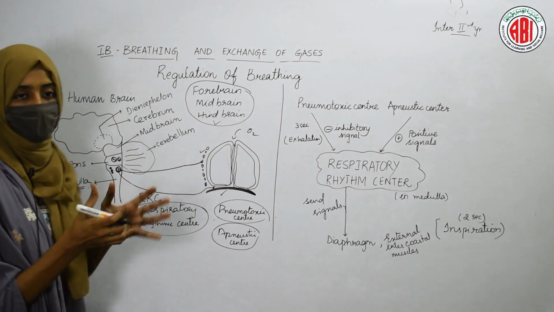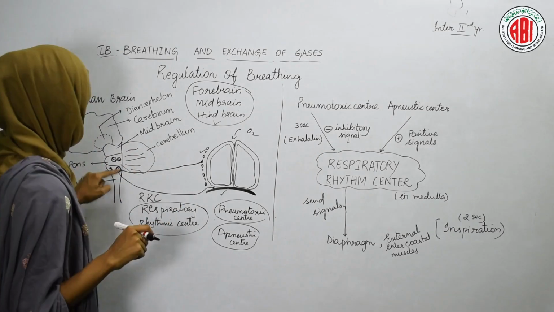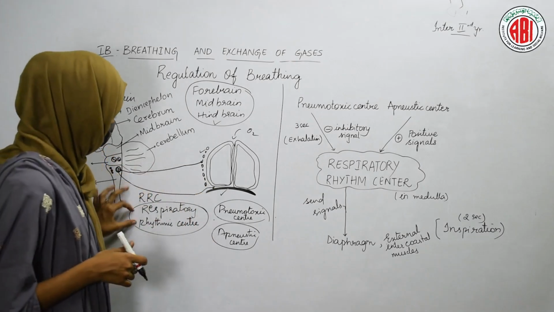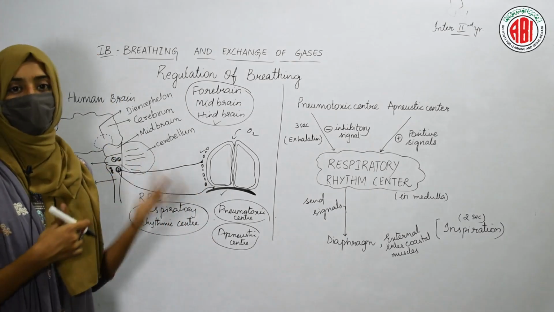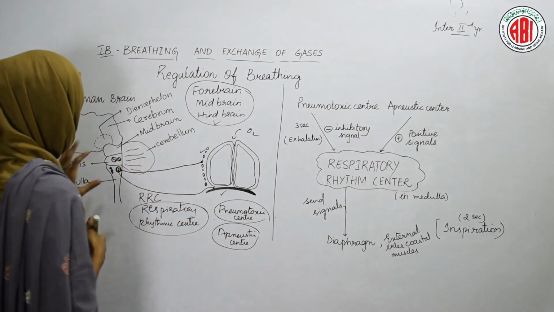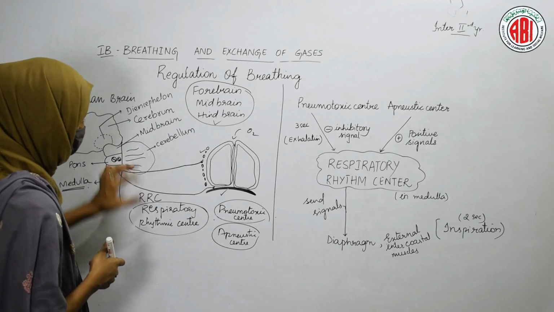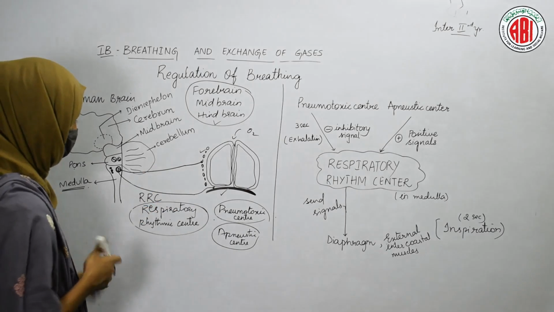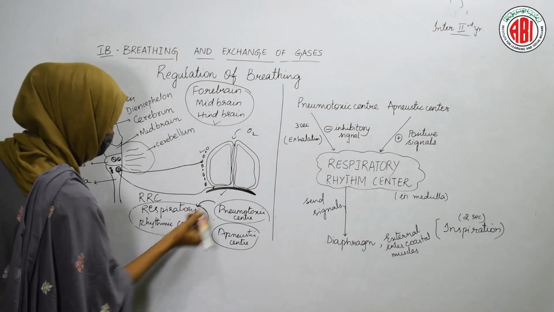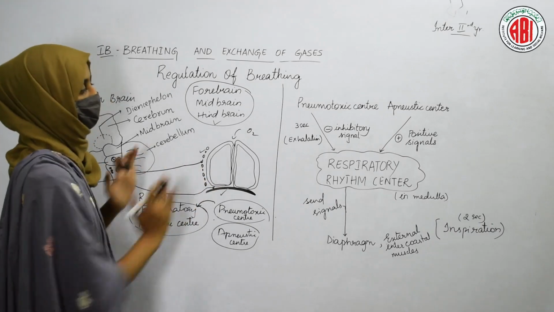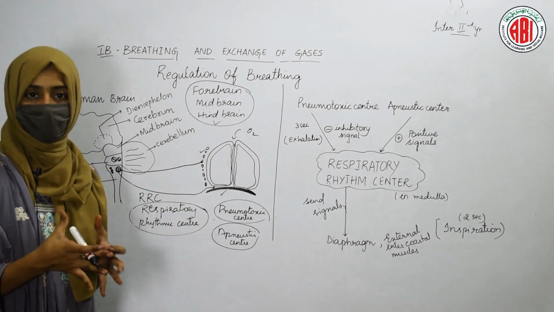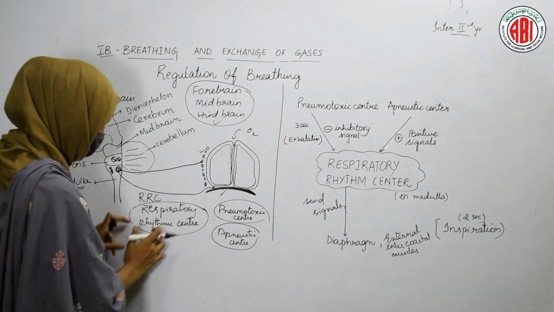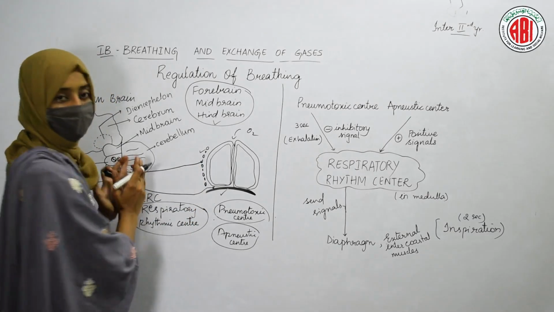The pneumotoxic center contains some nerve cells that send signals to the respiratory rhythmic center and control its work. The neurons that are present in the respiratory rhythmic center don't know when they have to send the signals and when they don't. So this respiratory rhythmic center is under the control of the pneumotoxic center and the apneustic center. The pneumotoxic center contains some neurons which stimulate the neurons of the respiratory rhythmic center to send the signals. The apneustic center also contains some nerve cells, and that apneustic center stimulates the respiratory rhythmic center to stop sending the signals.